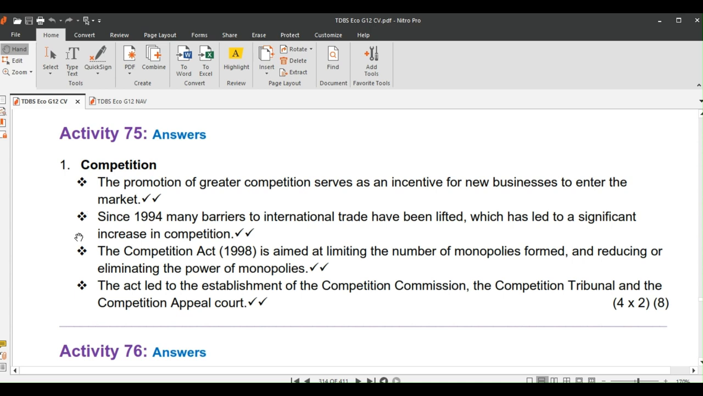Point number 2, since 1994, many barriers to international trade have been lifted, which has led to a significant increase in competition. Again, I'm sure you can see why we call it supply-side policy. Third point, the Competition Act of 1998 is aimed at limiting the number of monopolies formed and reducing or eliminating the power of monopolies. Last but not least, the Act led to the establishment of the Competition Commission, the Competition Tribunal, and the Competition Appeal Court.